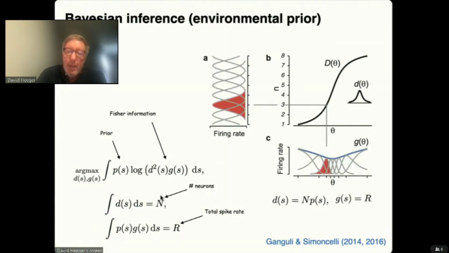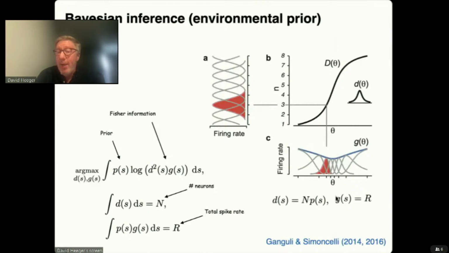So the way that they express this, derive this mathematically, is to say that you want to maximize the Fisher information subject to a prior, a probability density, and with constraints that you have a limited number of neurons, capital N, and a limited total spike rate, capital R. And then the answer is that you warp the tuning curves to make them narrower for more prevalent stimuli, the ones that are more likely, and you make them broader for the stimuli that are less likely.